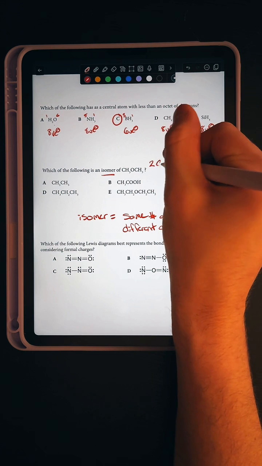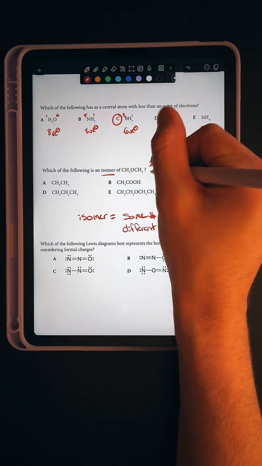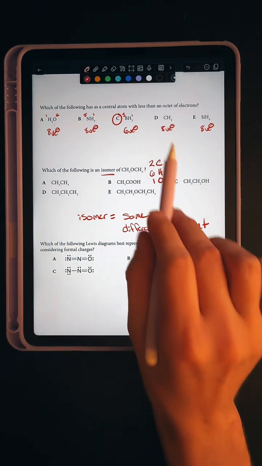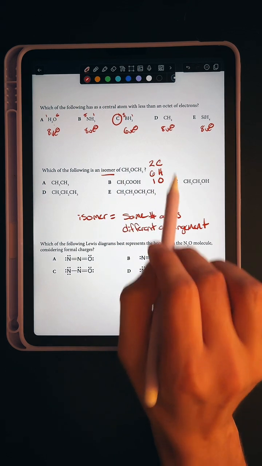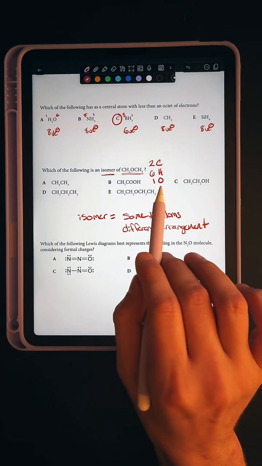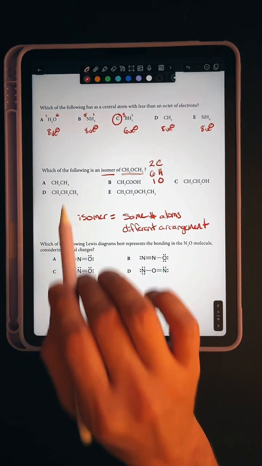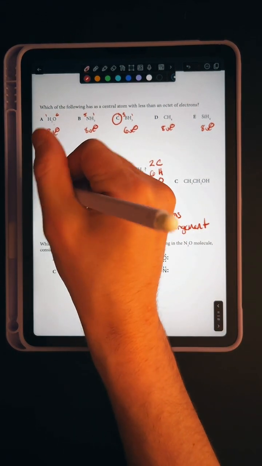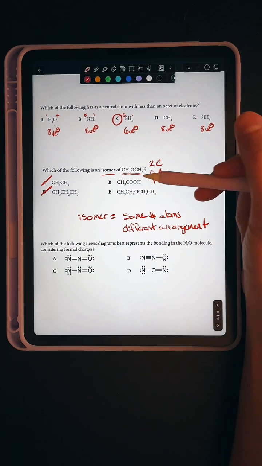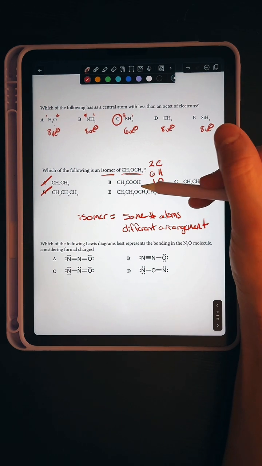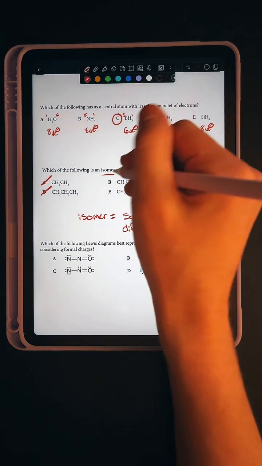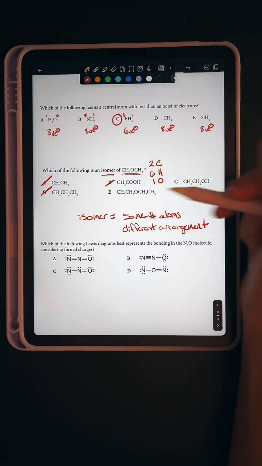Well, we have 2 carbons, we have 6 hydrogens, and we have 1 oxygen. And so this here is the total number of atoms in our molecule. We have an oxygen, and I noticed a couple answers that don't have oxygen. So because they don't have oxygen, they don't have the same number of atoms, so we can cross those out. Then we have choice B, which has 2 oxygens. Well, we only want a molecule with 1 oxygen. And that's not going to be the answer.